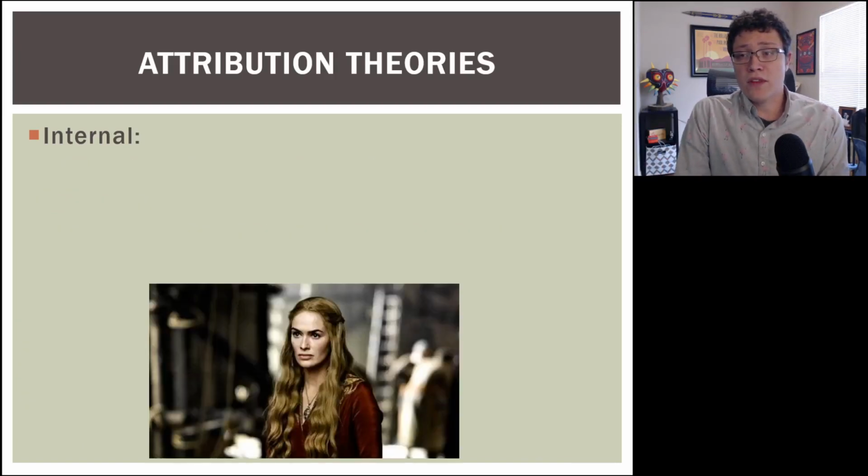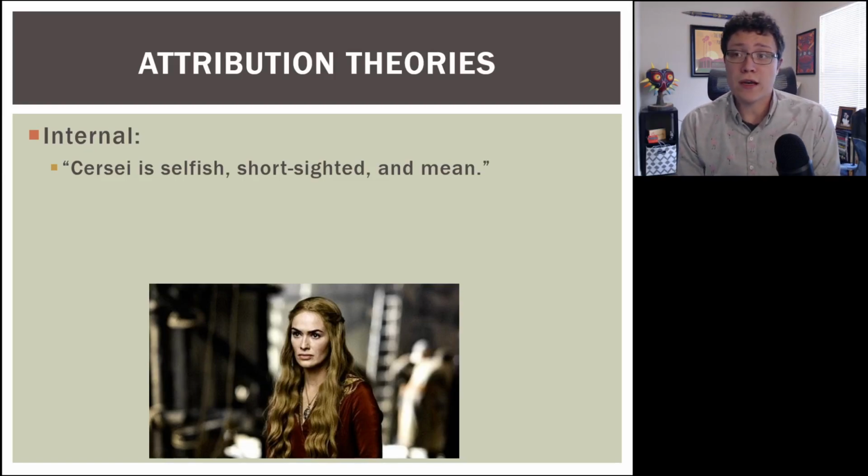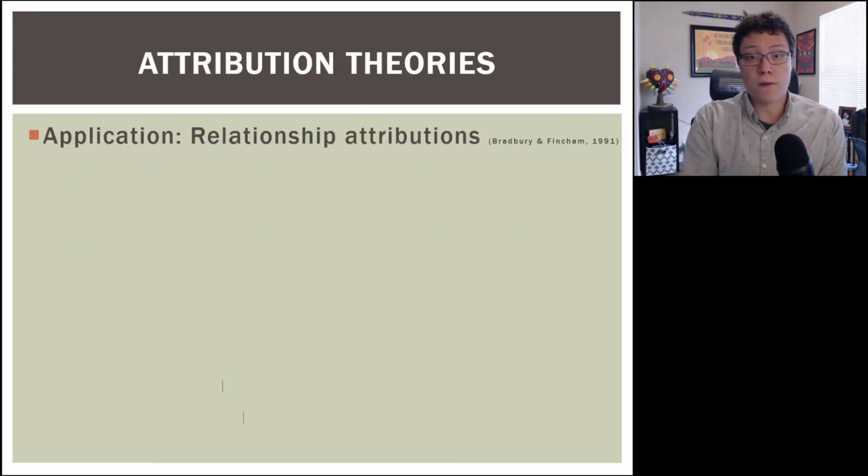We see the same thing with Siri, right? Being selfish, short-sighted, and mean is one way to explain her, but we can also explain her as a clever woman who was never valued as a girl because of a sexist power structure. Both of those are probably true, but how we decide to attribute different traits, beliefs, thoughts about these people is a huge deal. So are you thinking that this is an external thing more, or are you thinking this is an internal thing more?